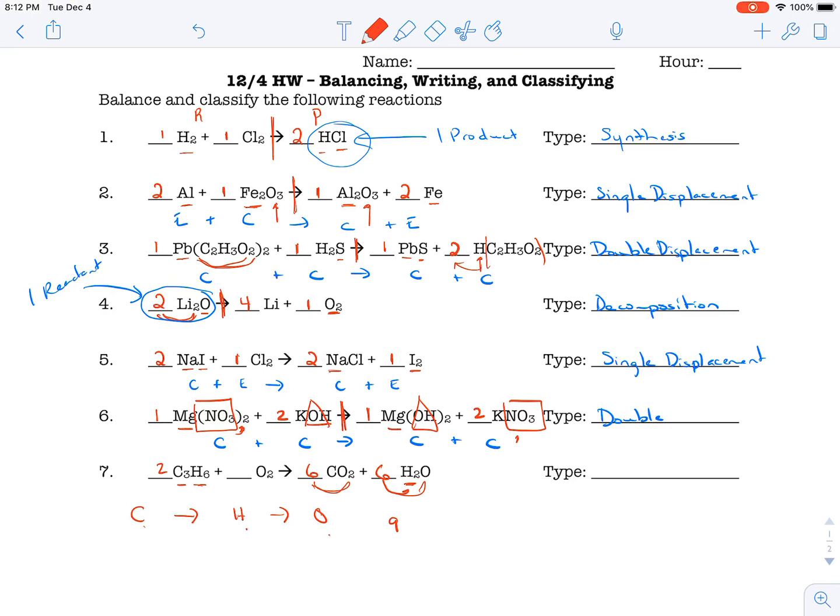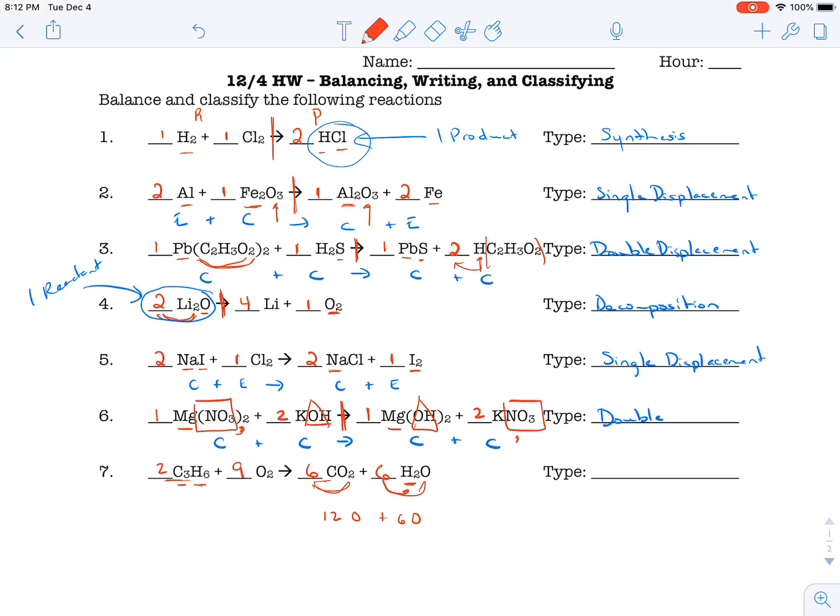Now if we go back, check our C's. 2 times 3 is 6. We've got 6. 6 times 2 is 12. 6 times 2 is 12. So we're okay on H's and C's, so let's finish with O's. Let's kind of erase some stuff here. We're getting a little out of control with how much stuff is on here. We have 12 O's there and 6 O's here, which gives us 18. What times 2 gives us 18? That would be 9, and we're balanced.